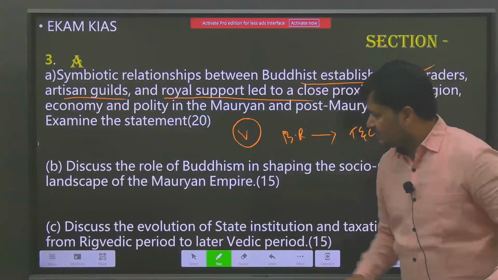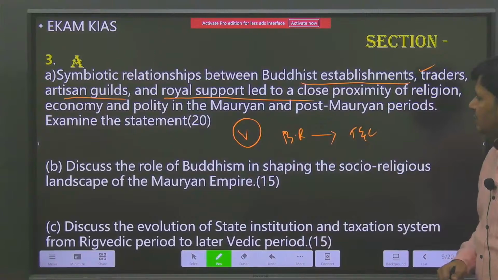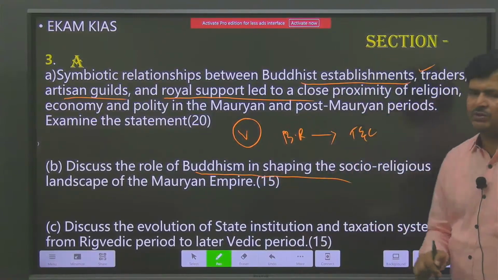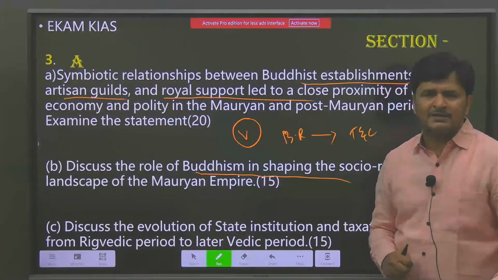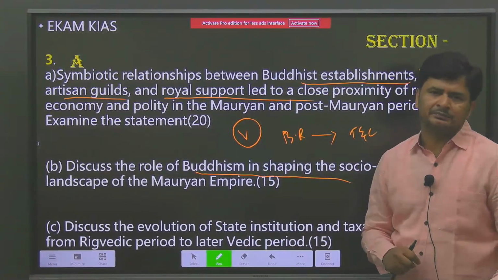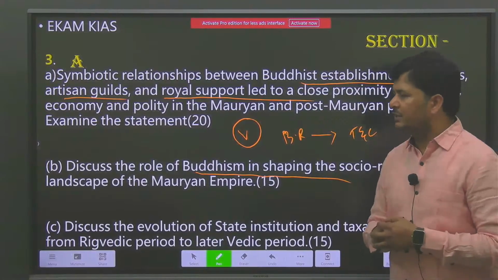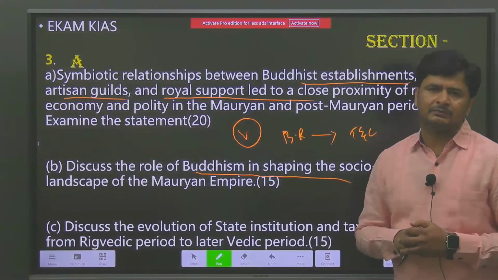The second one: discuss the role of Buddhism in shaping the socio-religious landscape of the Mauryan Empire. This is another direct and expected question which we have learned as part of classes. In fact, Mauryan society was a highly heterogeneous society.